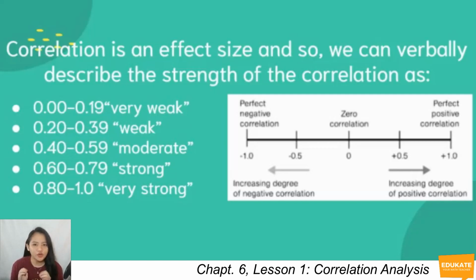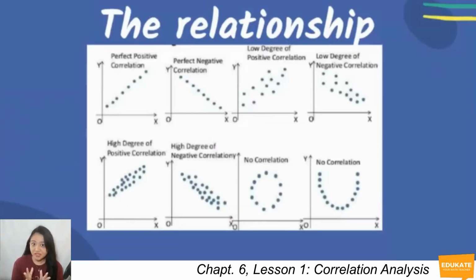The closer the correlation between the variables is to -1, the stronger is the negative linear relationship. The closer it is to +1, the stronger is the positive linear relationship. And the closer it is to 0, the weaker the linear relationship. So in graphs, we can see the relationships here.